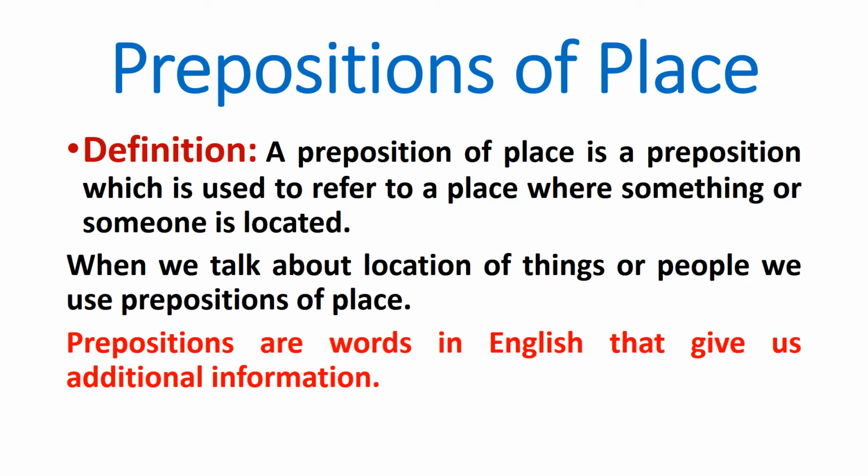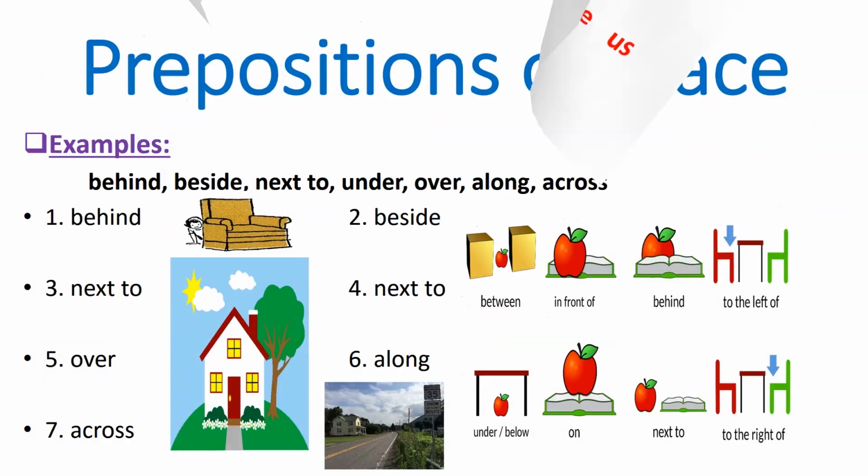And one thing more that we learned in the previous lesson: prepositions are words in English that give us additional information about the persons, the pronouns and the objects. Dear students, here we have the examples. Of course there are a number of prepositions of place, but in this video we shall only concentrate on behind, beside, next to, under, over, along, and across.